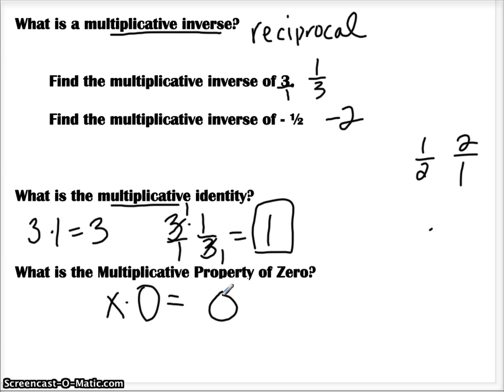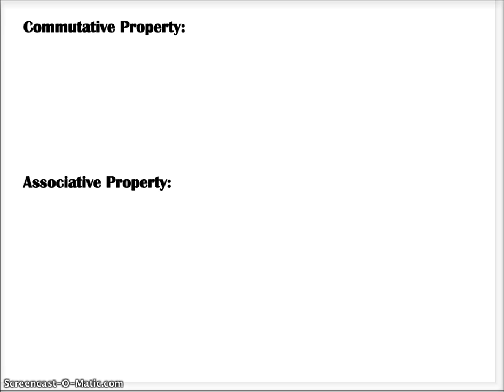That's just the simplest way of saying anything you multiply by 0, you get 0. Okay. Now, looking at a couple properties, the commutative and the associative properties. First thing I want to talk about is the commutative. Commutative is basically switching places.